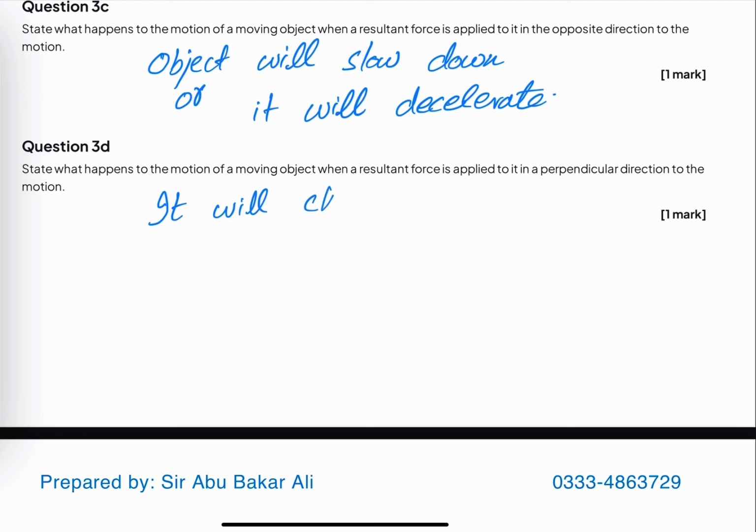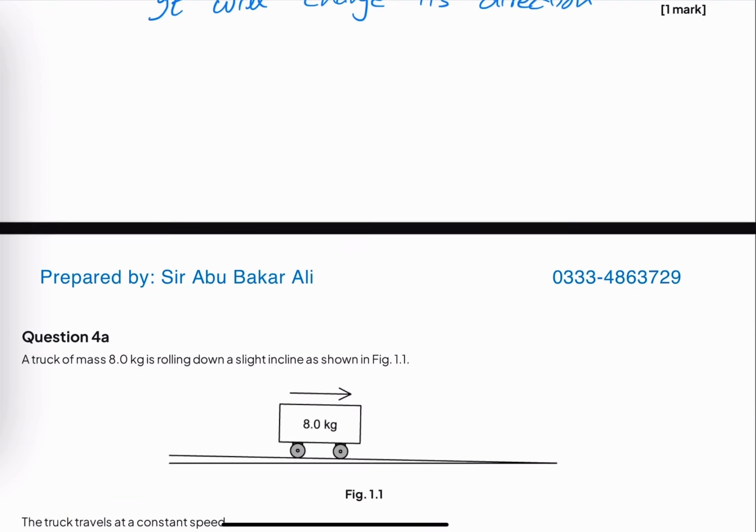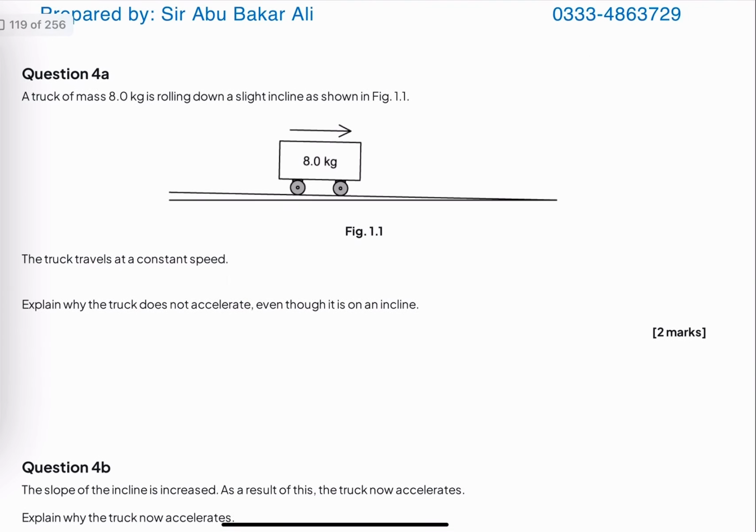it will change its direction. In question 4a, a truck of mass 8 kg is rolling down a slight incline as shown in the figure. The truck travels at a constant speed. Explain why the truck does not accelerate even though it is on an inclined plane.